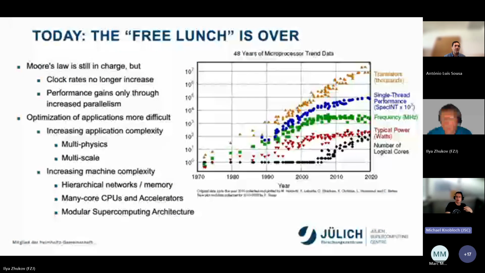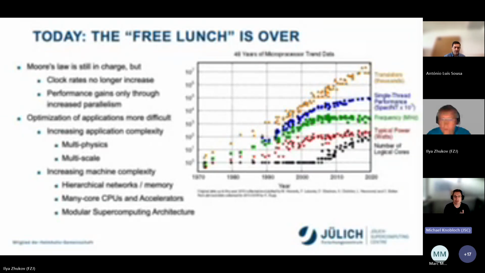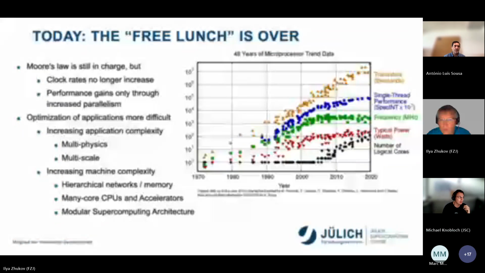And for a long time, performance gains came for free, right? With the introduction of integrated microcircuits on microcontrollers, we had Moore's law, which says that the number of transistors on a compute chip doubles every 18 months. For a long time, that just meant that we gained double the performance out of that. However, for a couple of years, this is not true anymore, right? Moore's law is still in charge, but the clock rates no longer increase.